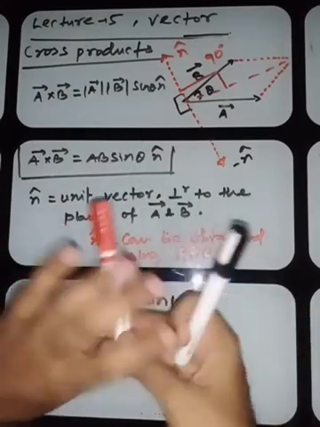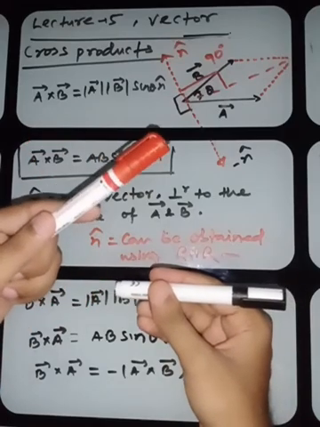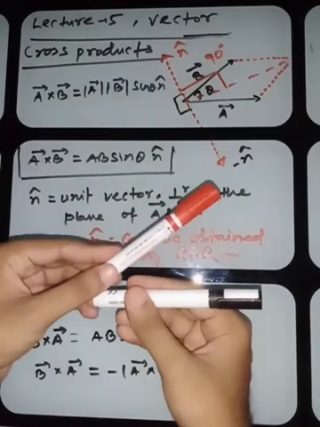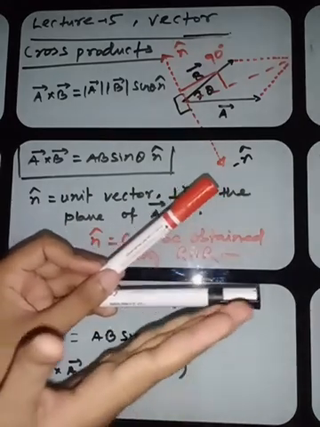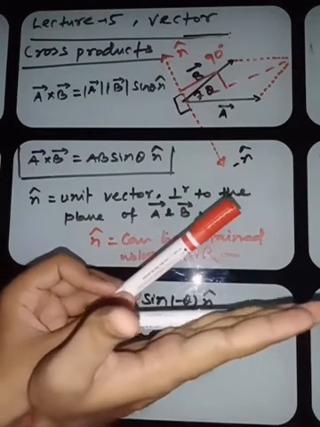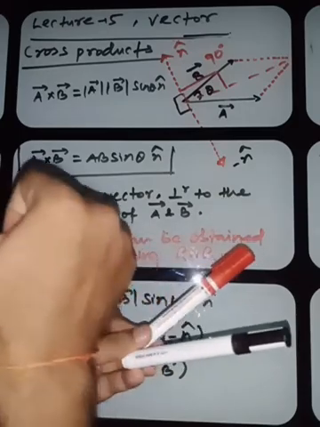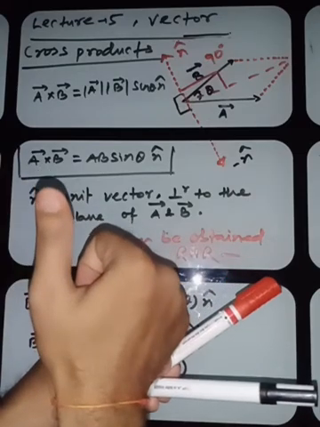In the diagram you can see this is the vector A, this is the vector B. If you keep your forefinger in direction A and curl it toward vector B, then you can see the vector n cap is in the upward direction. That's why we took n cap in the upward direction.